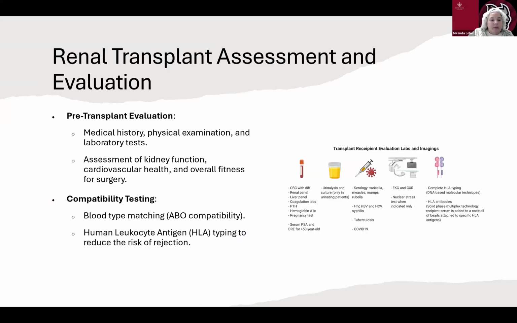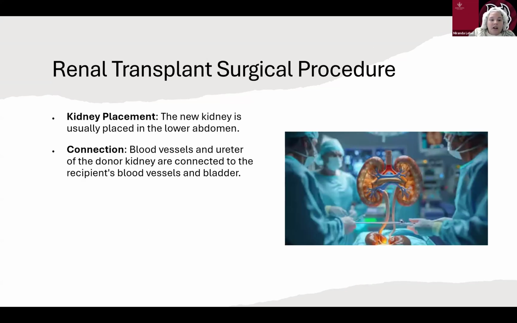Renal transplant assessment and evaluation. We're going to do a transplant evaluation where we get a medical history, physical exam, and lab tests, and assess kidney function, cardiovascular health, and overall fitness. And then compatibility testing is super key: blood type matching and HLA typing to reduce the risk of rejection. The procedure is we place the kidney. The new kidney is usually placed in the lower abdomen, and the blood vessels and ureter of the donor kidney are connected to the recipient's blood vessels and bladder.